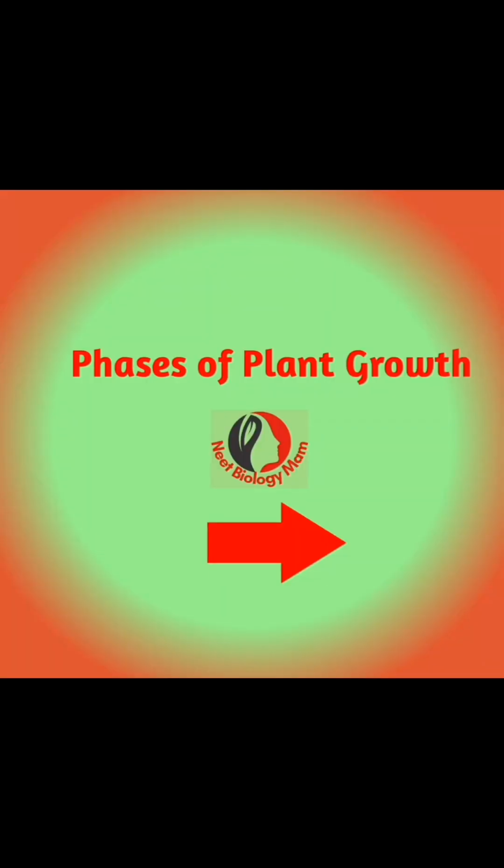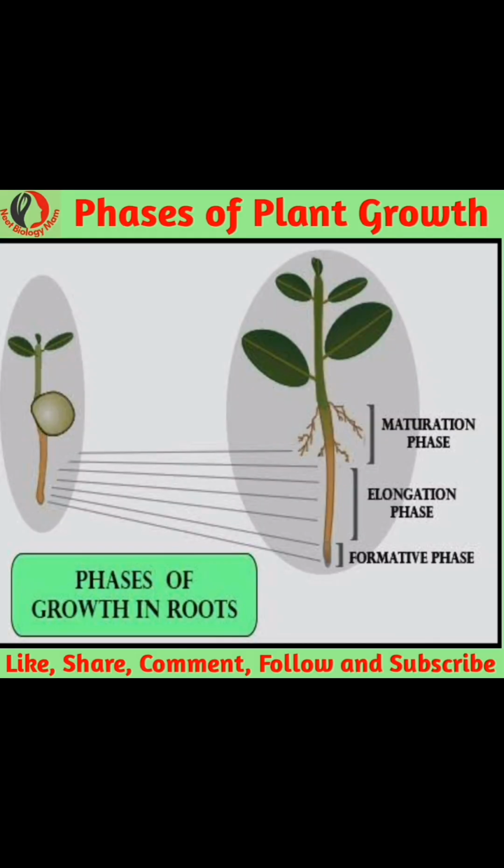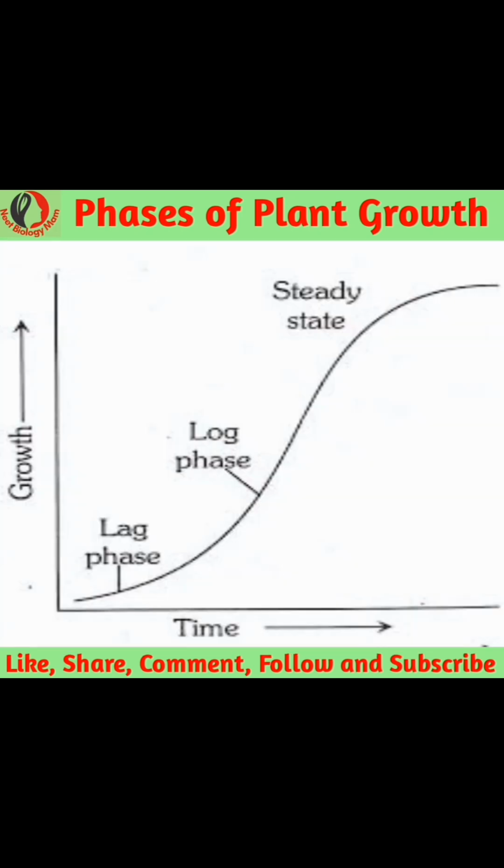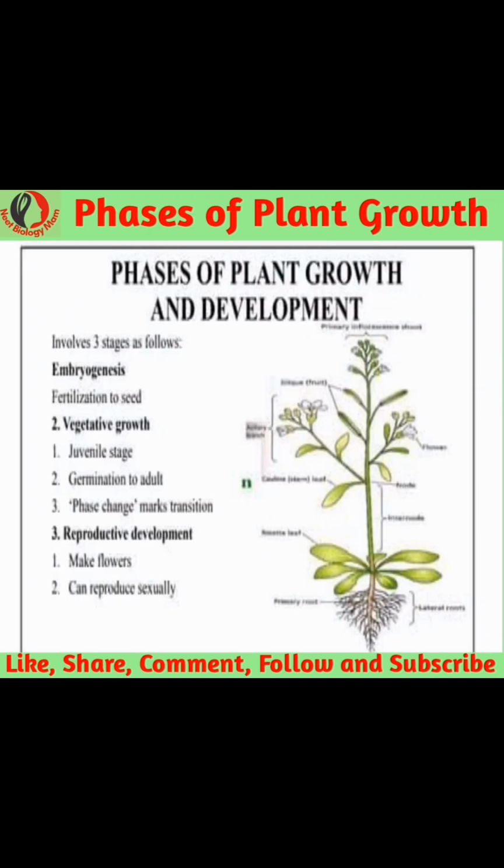Phases of growth in plants. There are 3 phases of growth: meristematic or formative, elongation, and maturation. We can understand this better by looking at a seed. We already know that the tips of roots and shoots exhibit continuous growth and hence are meristematic. The cells in this region are rich in protoplasm and have large nuclei.